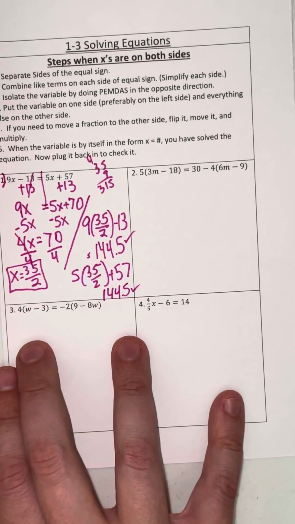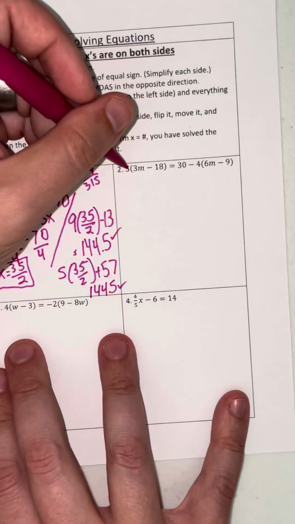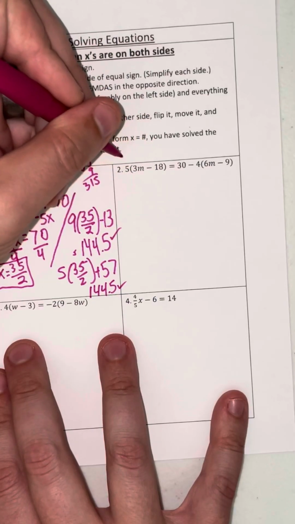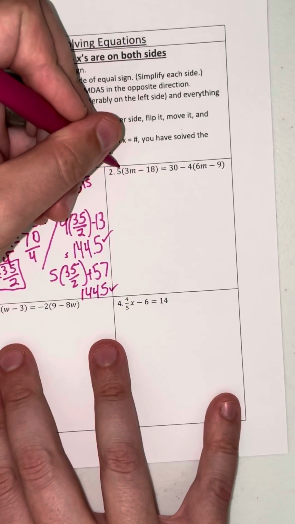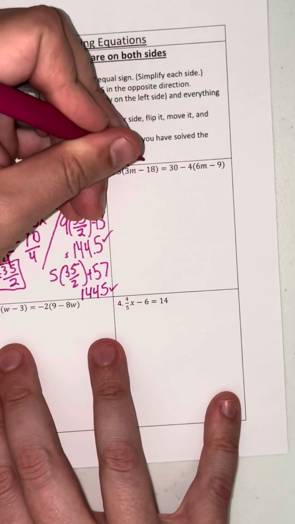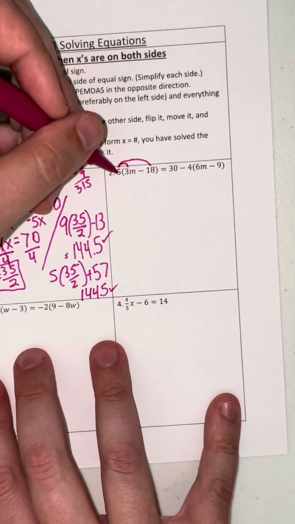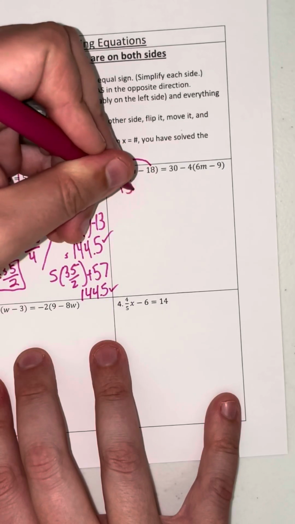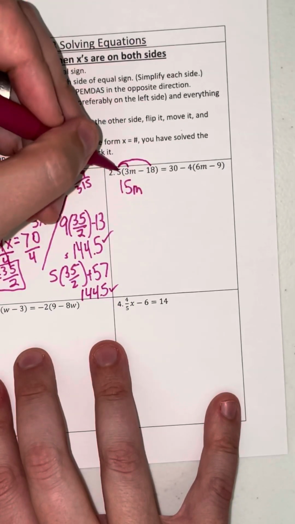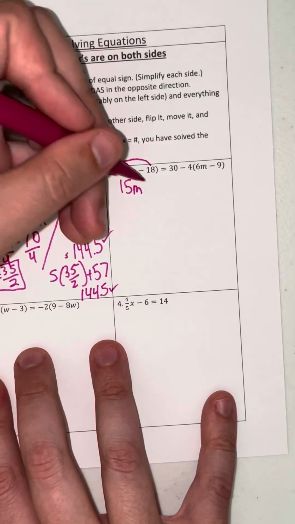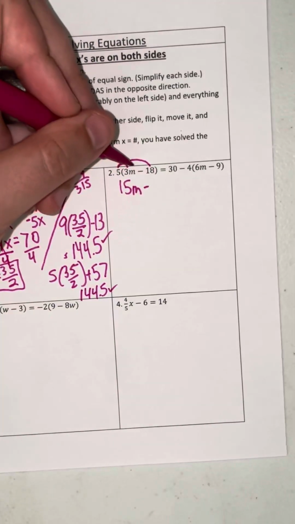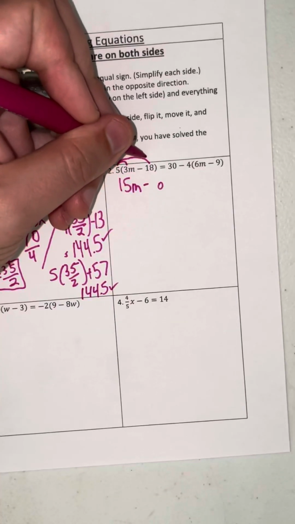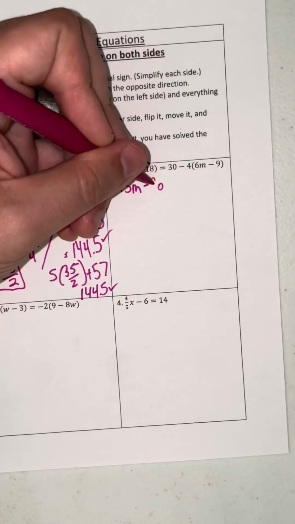Okay, on to my next one. I've got 5 times 3m minus 18. So I will use the distributive property here. Doing 5 times 3m gives me 15m, and 5 times negative 18 gives me negative 90.